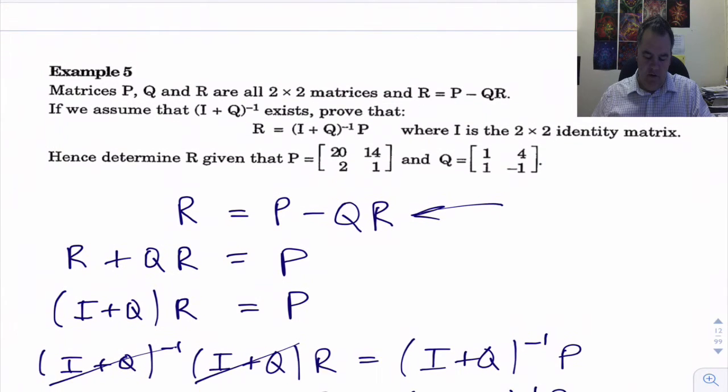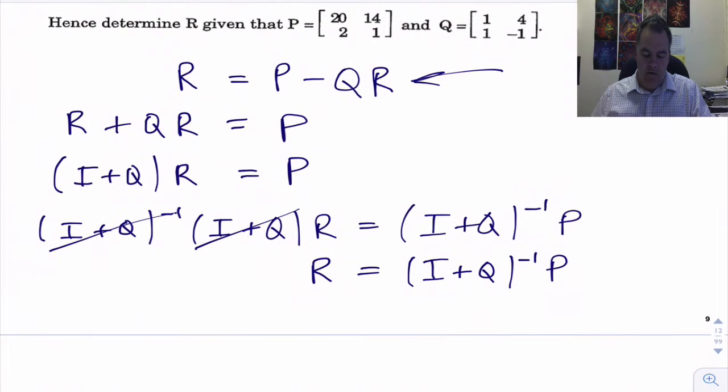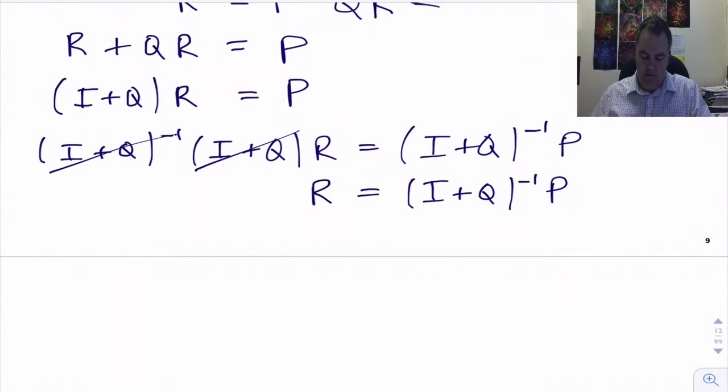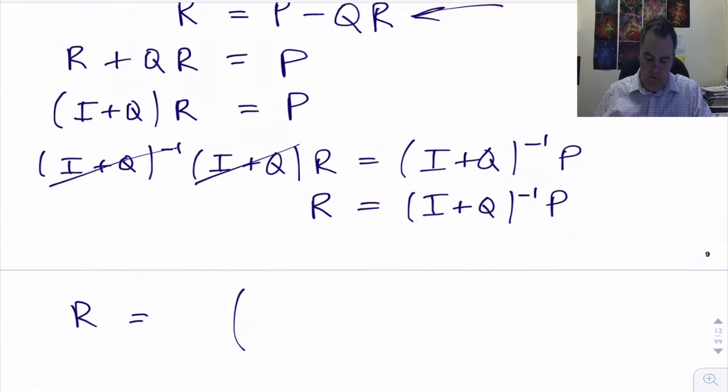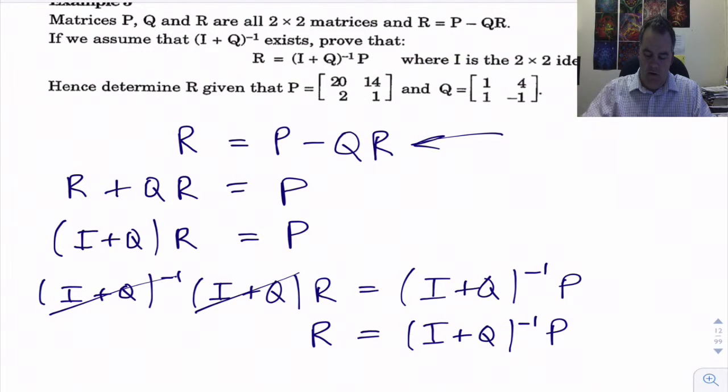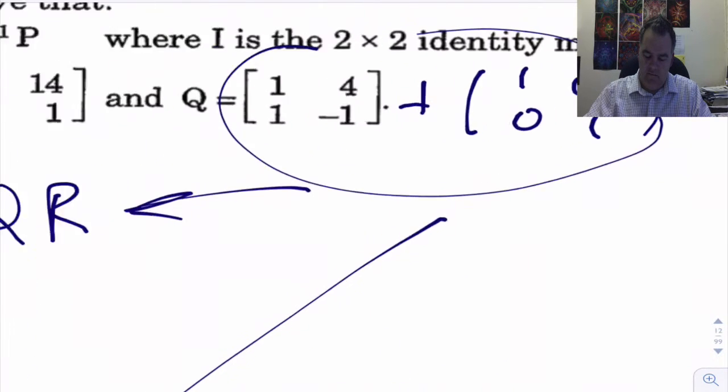Okay, then the question says, hence determine R given that P is that and Q is that. So R is going to be I plus Q, the inverse of that matrix there. So what's I plus Q? I plus Q is just that. So we've just got to add these two matrices together.